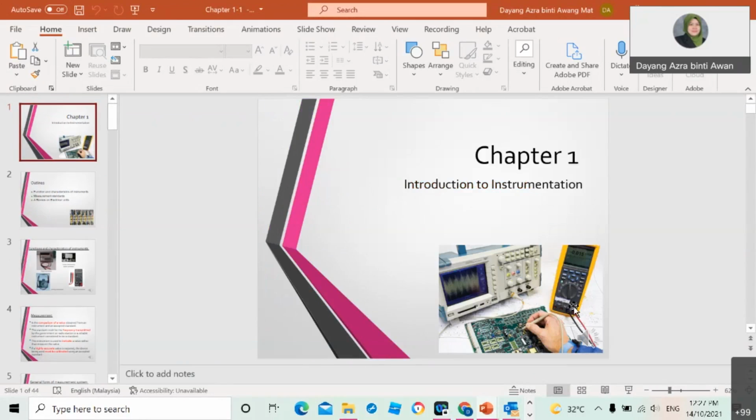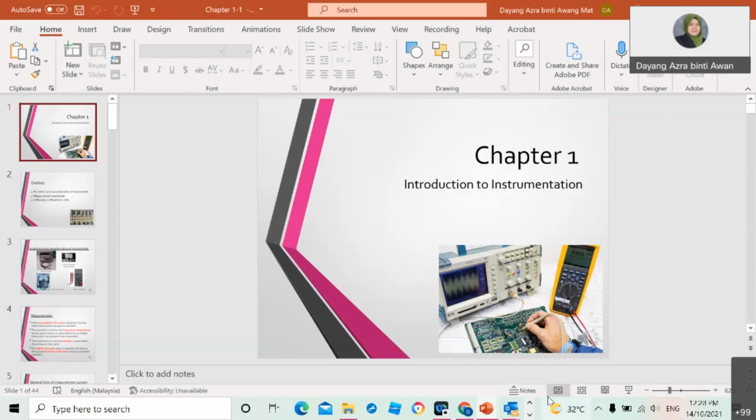Okay, so if there are no questions from you all, we proceed with our chapter 1, the introduction to instrumentation. I already uploaded all the notes for this week. The activities related to this week's topic are also uploaded, so feel free to do all the assessments and also the exercises that are given to you in the ellipse.